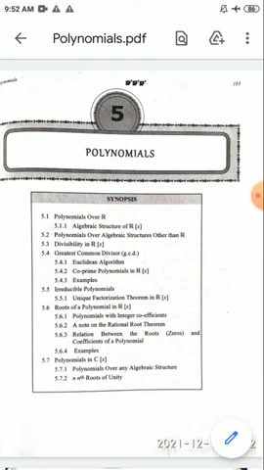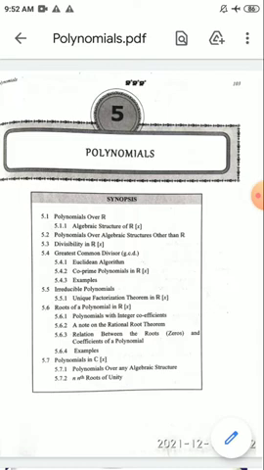Today in this lecture we'll learn about polynomials. This is the last unit of this paper. In this unit we'll learn about polynomials over R. What is meant by polynomials over R?